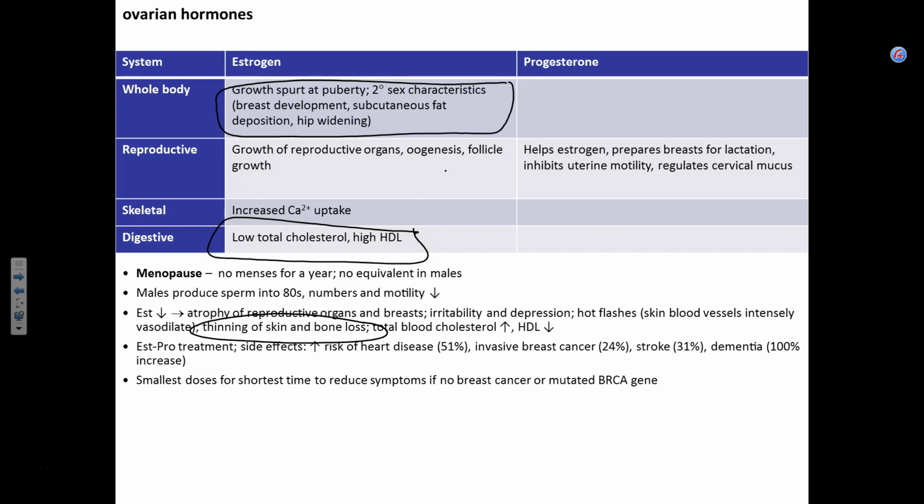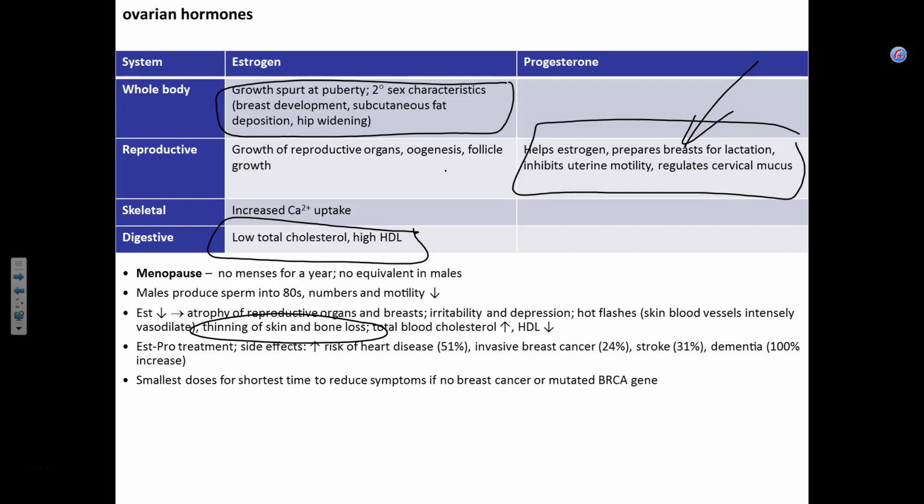Okay. The main function of progesterone is to make the uterus ready for implantation of the blastocyst. For instance, it inhibits the motility of the uterus, preventing the blastocyst from being expelled by contractions. And it also stimulates the proper breast preparation so they can lactate properly.